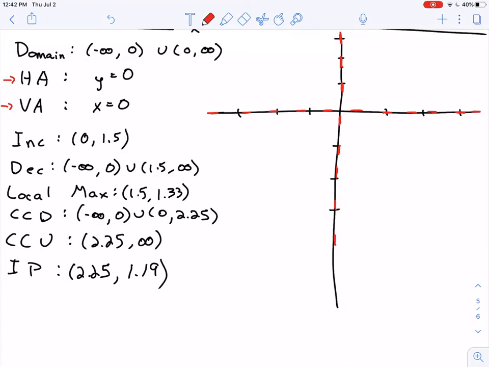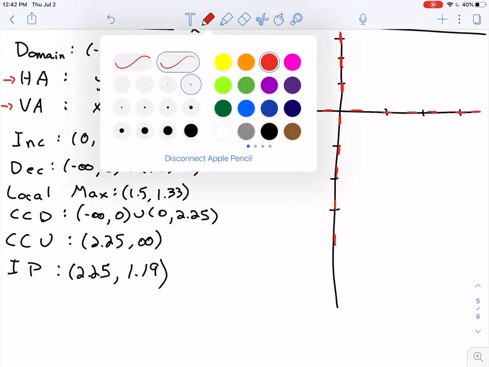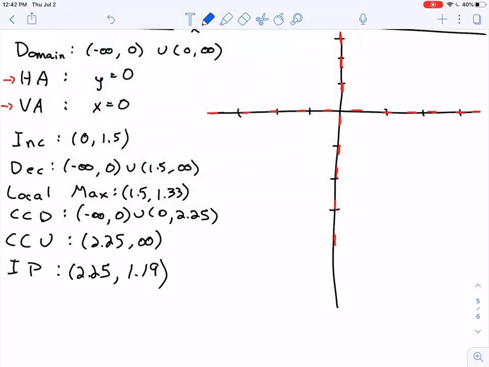The other thing I'm going to look at is any local extreme values I have, any inflection points that I have. So I have a local maximum at 1.5, 1.33. I'm going to plot that in blue. So 1.5, 1.33. I'm going to exaggerate my graph just a little bit here. Let's say it's up here. So I've talked about my local max. That's good. I don't have any local minimums, so I can't talk about those.